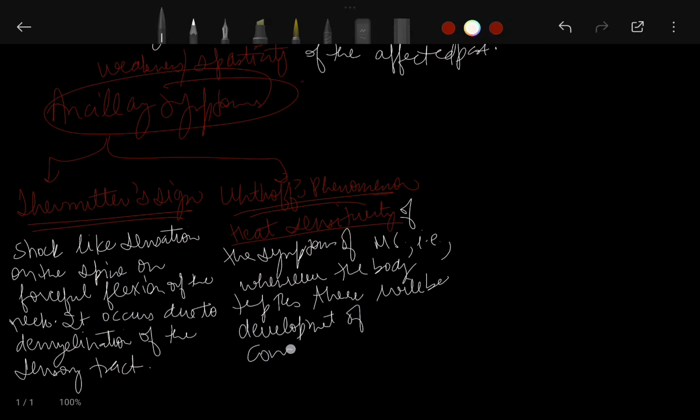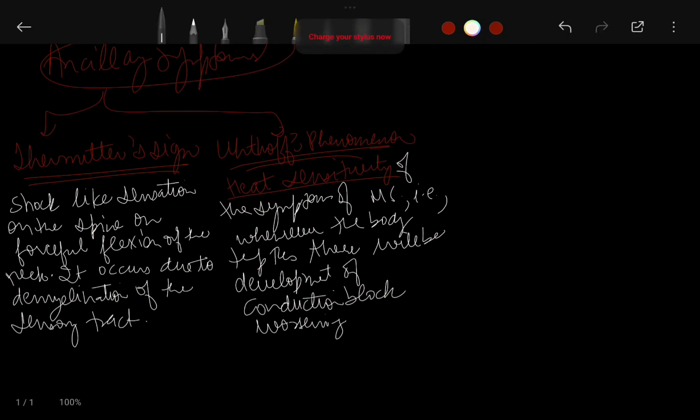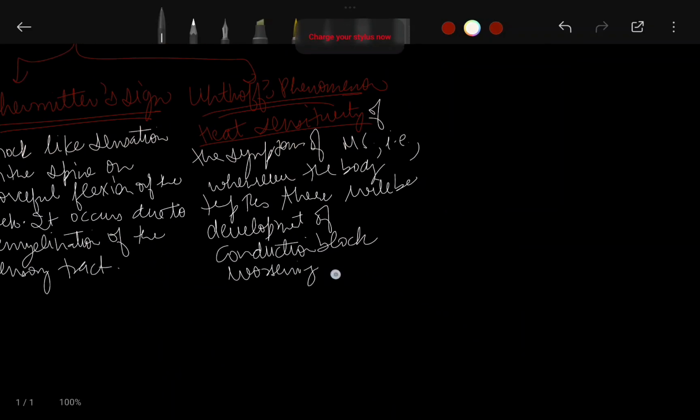development of conduction block, worsening the symptoms. When there is Uthoff's phenomenon, it is a heat sensitivity of the symptoms of multiple sclerosis, whatever symptoms we have discussed. Whenever the body temperature increases, there will be development of conduction block, worsening the symptoms.